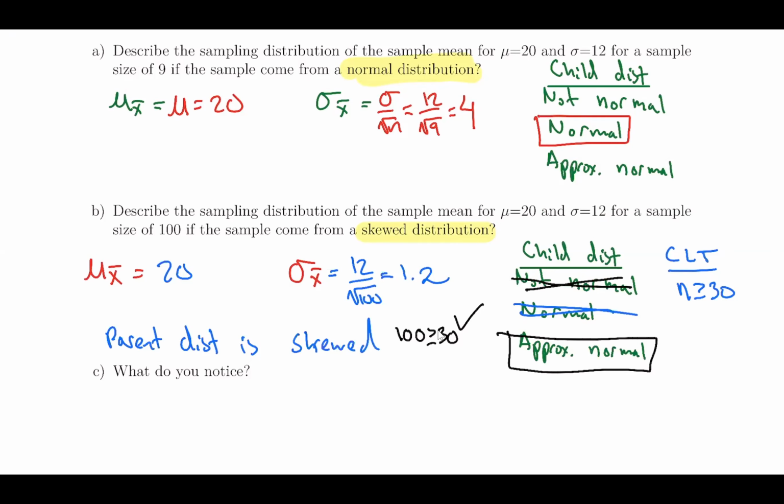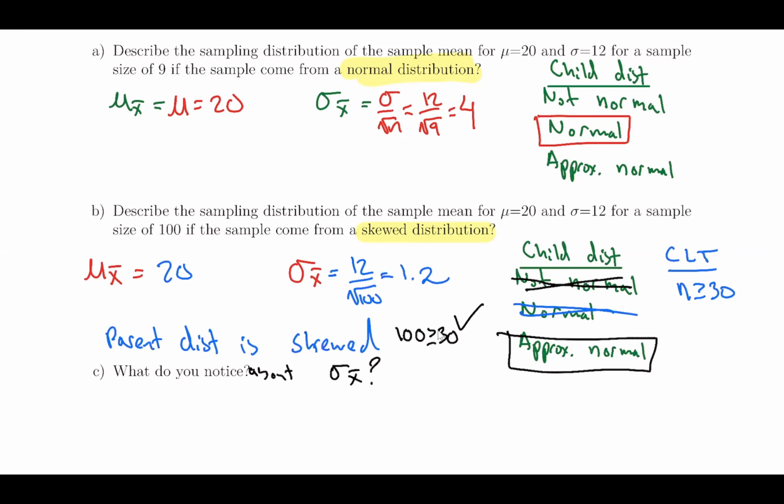All right, so let's do C. So it should say, what do you notice about sigma of x bar? Yes, that is the only condition that for this class we're going to be using. All we're checking for is if n is greater than or equal to 30. All right, so what do you notice about sigma of x bar compared to A compared to B? Well, which one's smaller?